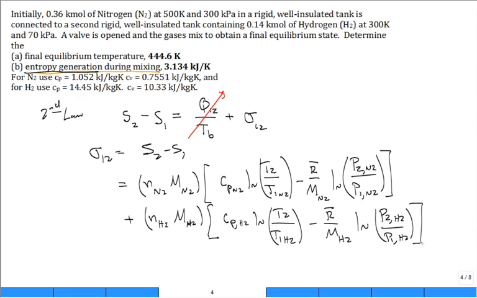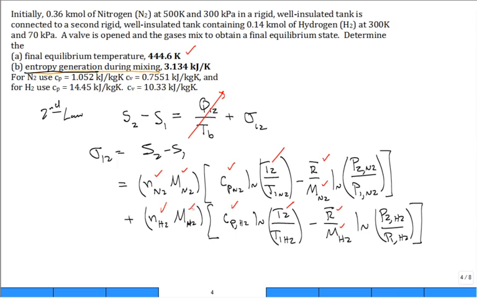All right, so we just solved for this T2. Remember, there's only one final temperature, and that is 444.6. The CP is given. The R bar, the molar masses, they're all known. The amount is known. The molar masses are known. The hard parts are these pressures.